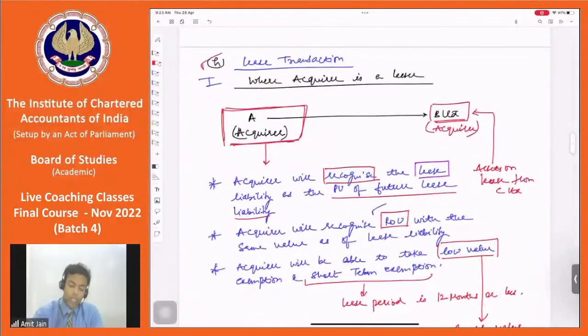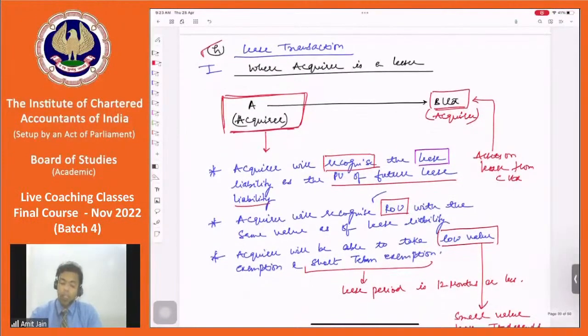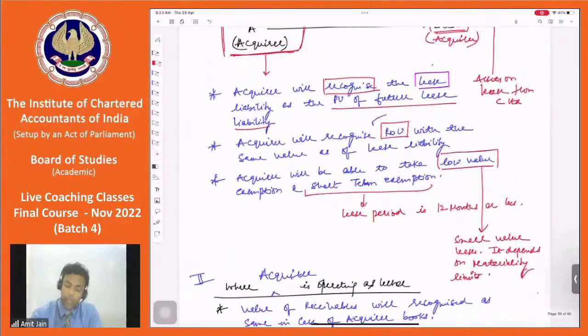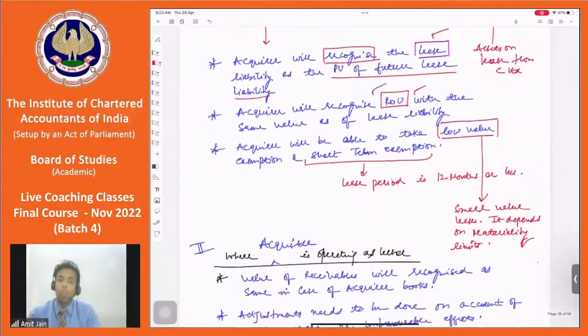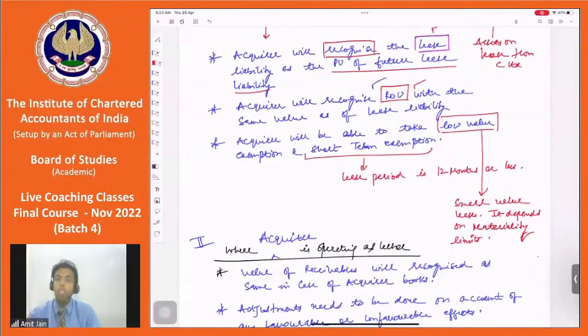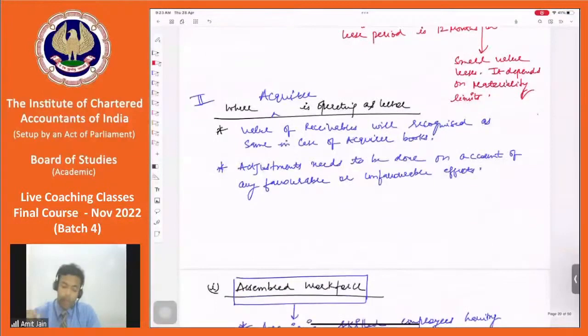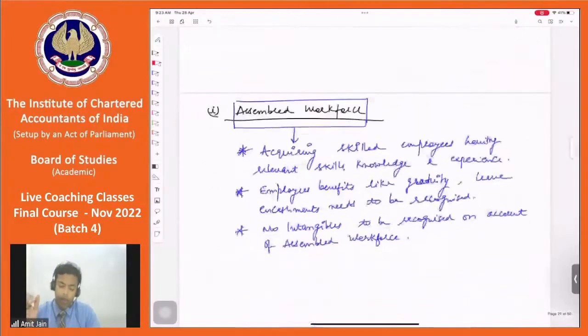Lease transaction, where the acquirer is operating as a lessee. What we need to do is recognize lease liability at the present value of the future liability, and then recognize ROU. The acquirer as lessee can also apply the low value exemption and the short term exemption. Where the acquirer is a lessor, the same asset will come in the books of the acquirer.